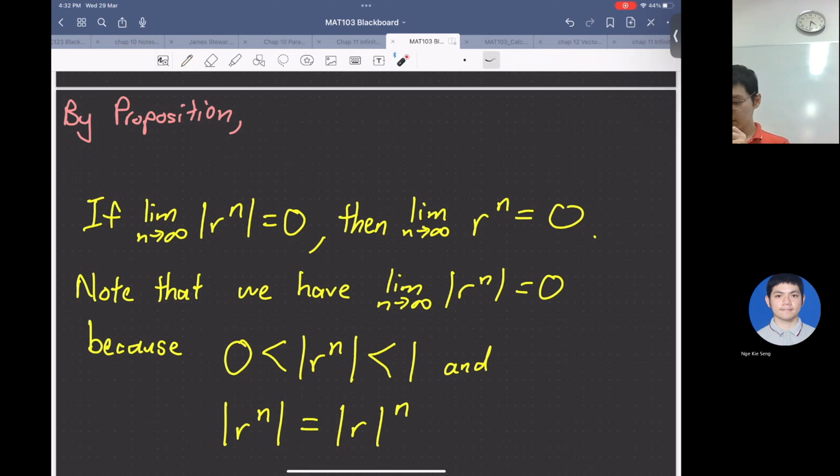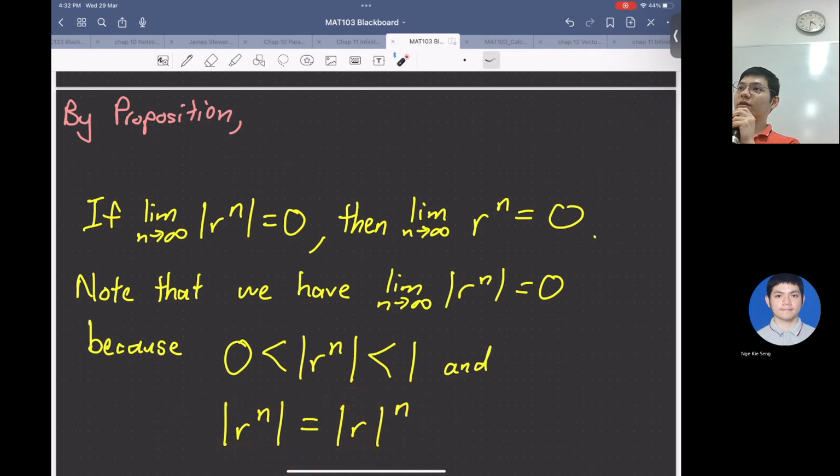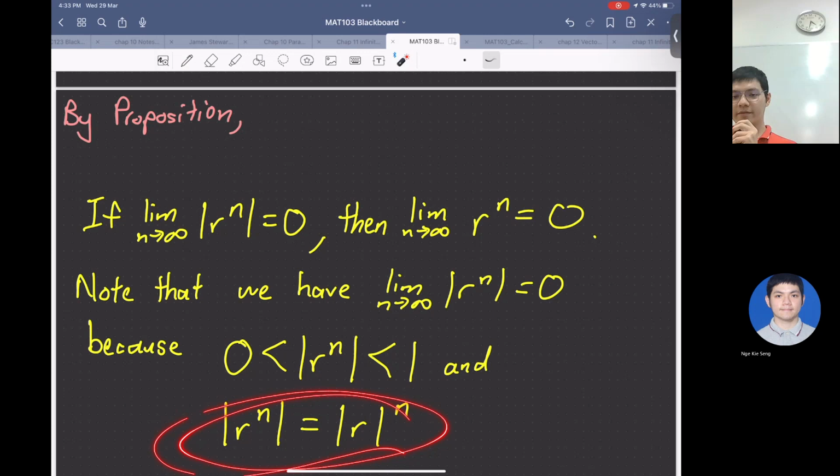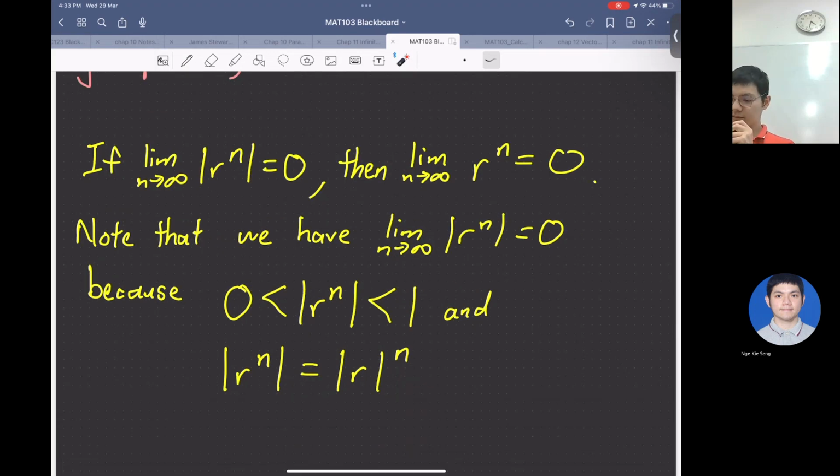So the key part is this part here. Does everyone see this? If you get a negative number, after the modulus you get a positive. It's the same as making it positive first and then taking whatever power you want. I think this one is simple arithmetic.